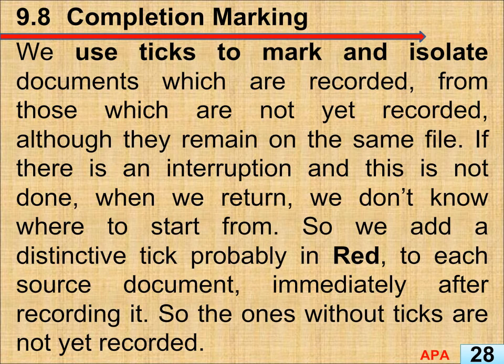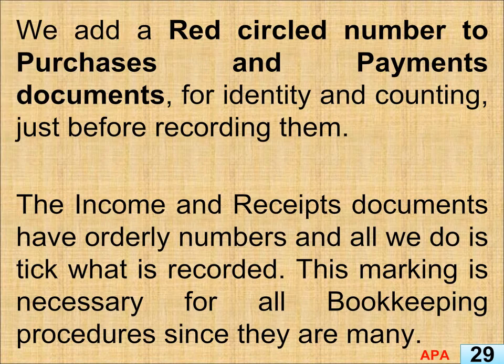Section 9.8. Completion marking. We use ticks to mark and isolate documents which are recorded, from those which are not yet recorded, although they remain on the same file. If there is an interruption and this is not done, when we return, we don't know where to start from. So we add a distinctive tick, probably in red, to each source document, immediately after recording it. So the ones without ticks are not yet recorded.